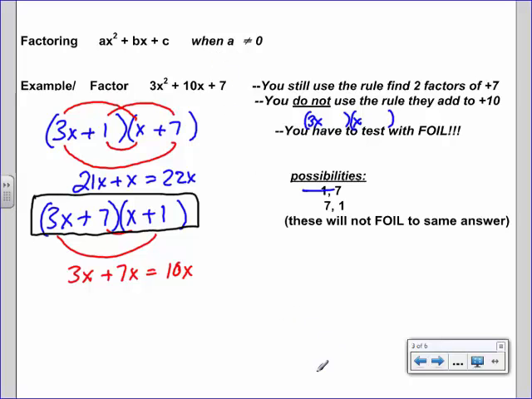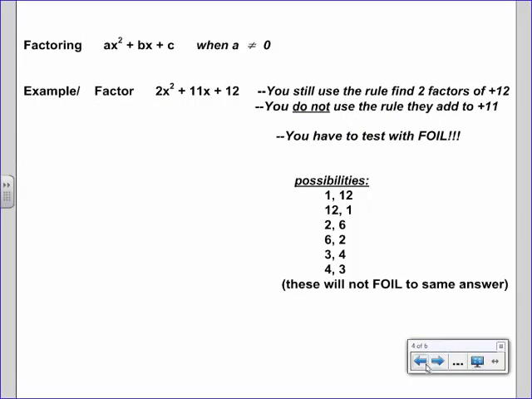Okay, we'll try a few more. Now we have a 2x squared. There's no greatest common factor. So when you set this up, when you do the FOIL, you're going to have to put in 2x and x. That's the only way you're going to be able to multiply and get 2x squared. So we can at least get started with that.